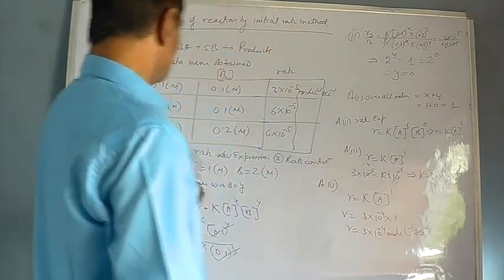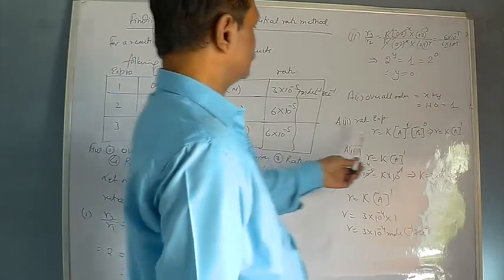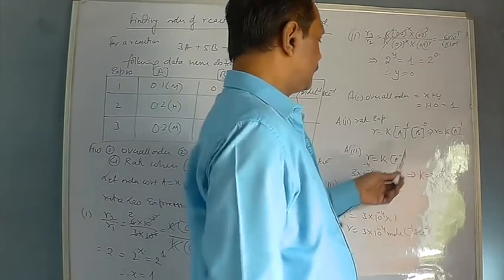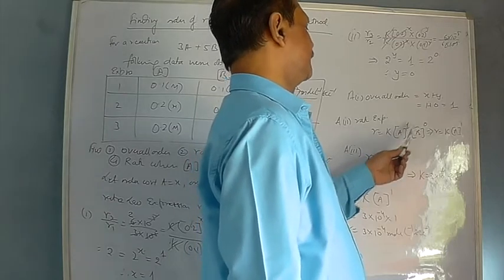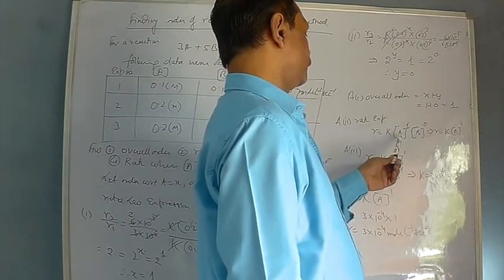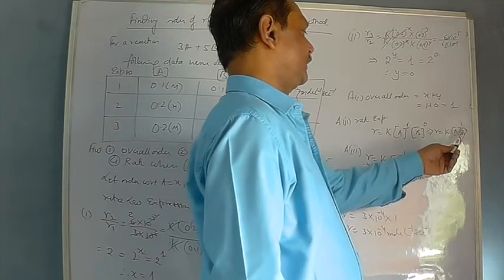Answer number 2, rate law expression. R equal to K, A to the power x, B to the power y we used to write. But now we have got the value of x and y. So x is 1 and y is 0. Anything to the power 0 is 1. So R equal to K, A to the power 1.